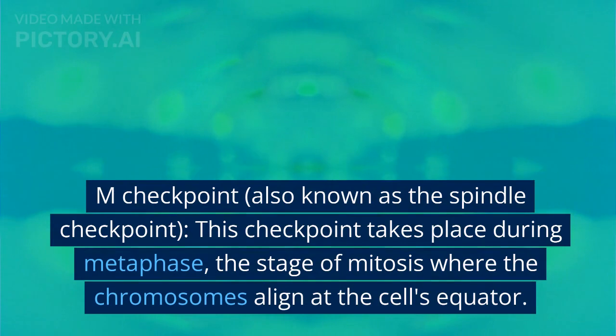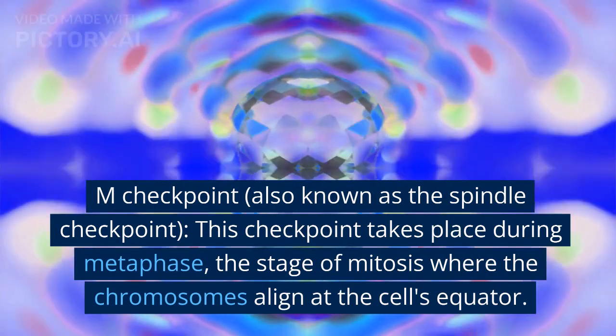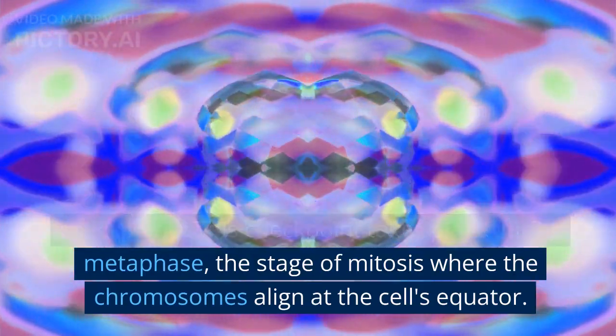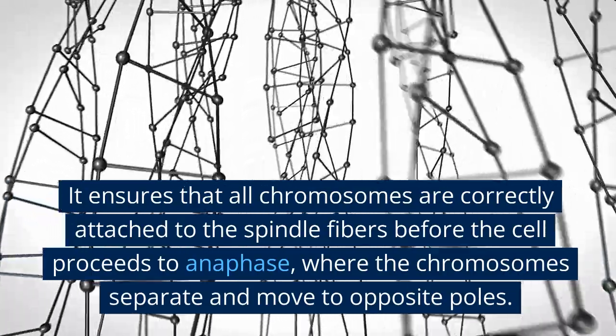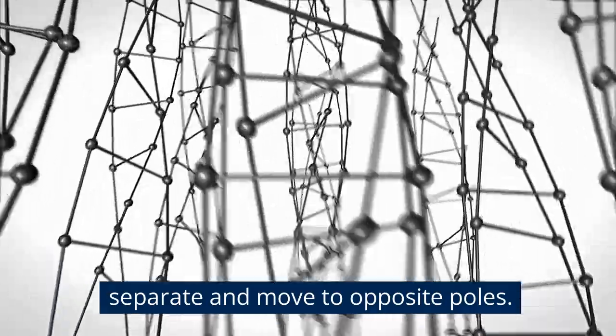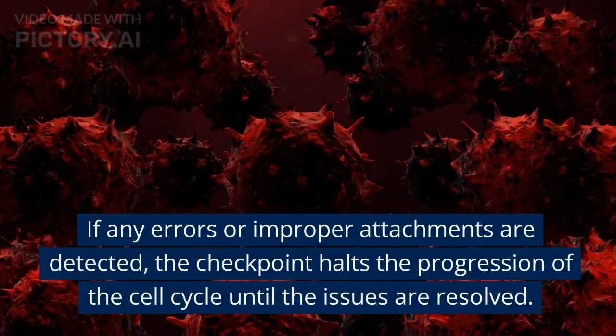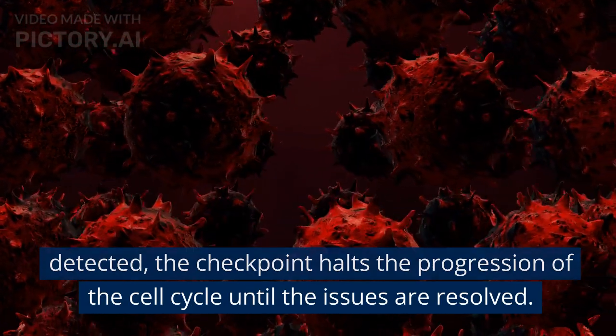M checkpoint, also known as the spindle checkpoint. This checkpoint takes place during metaphase, the stage of mitosis where the chromosomes align at the cell's equator. It ensures that all chromosomes are correctly attached to the spindle fibers before the cell proceeds to anaphase, where the chromosomes separate and move to opposite poles. If any errors or improper attachments are detected, the checkpoint halts the progression of the cell cycle until the issues are resolved.